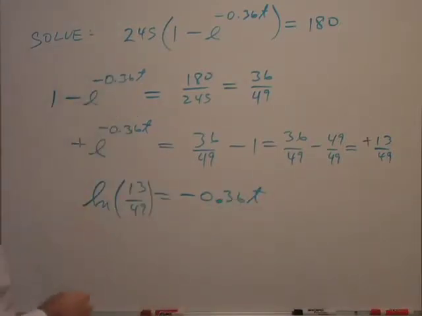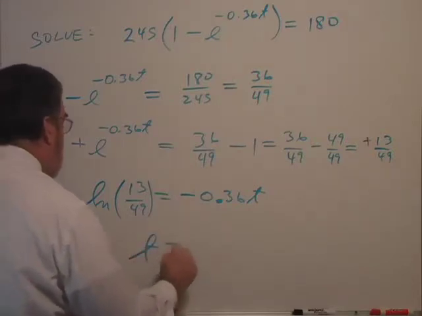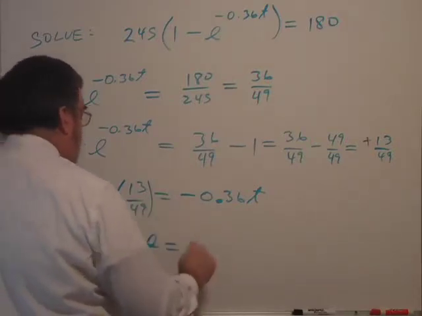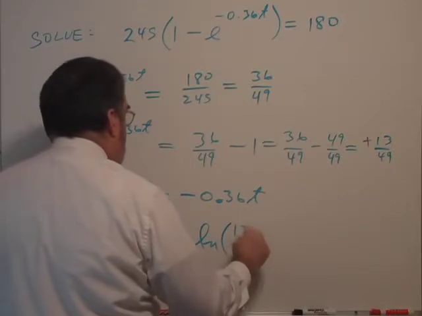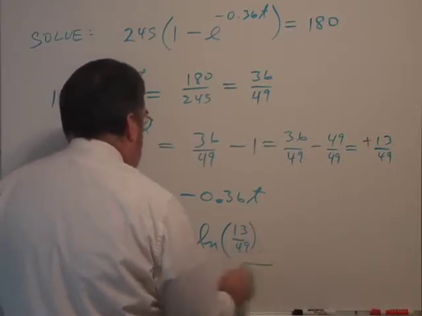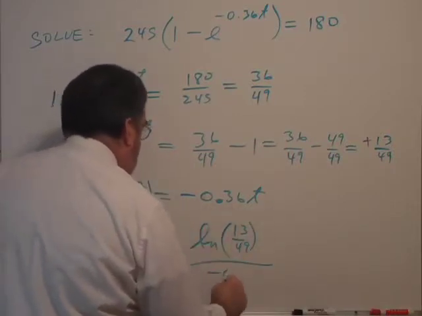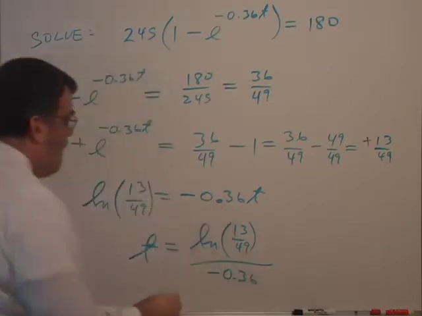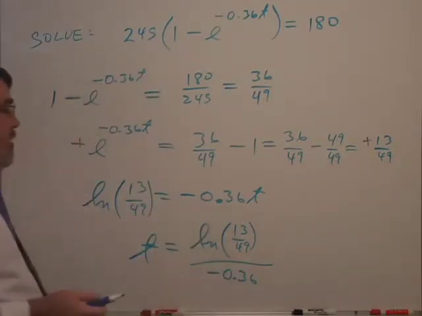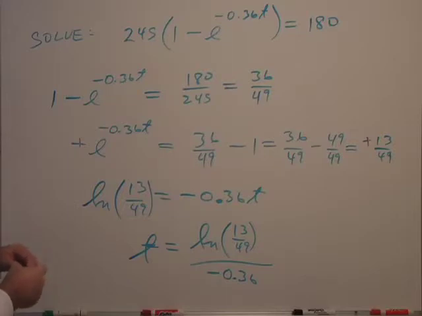So time, t, will be this logarithm, natural log of 13 over 49, divided by the coefficient, negative 0.36. So divide both sides by negative 0.36. And there we have it. Let's punch that in the calculator.